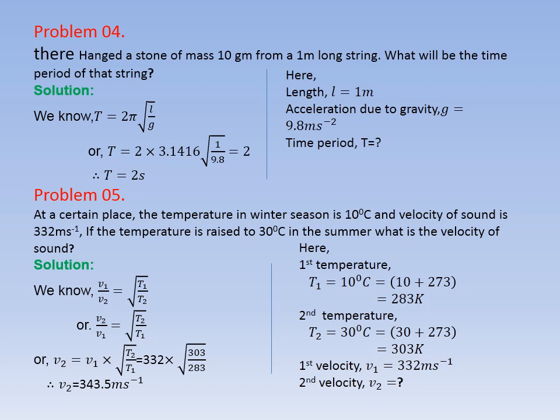For this chapter, we know the equation of time period, which is T is equal to 1 by f. f is the frequency, but in this question there is no frequency. There is only length, which is 1 meter, and mass of the stone, which is 10 gram. By using these, we have to calculate the value of time period. But by using the equation T is equal to 1 by f, we can't solve this problem. So we are going to use another equation, which is T is equal to 2 pi root over L by g.